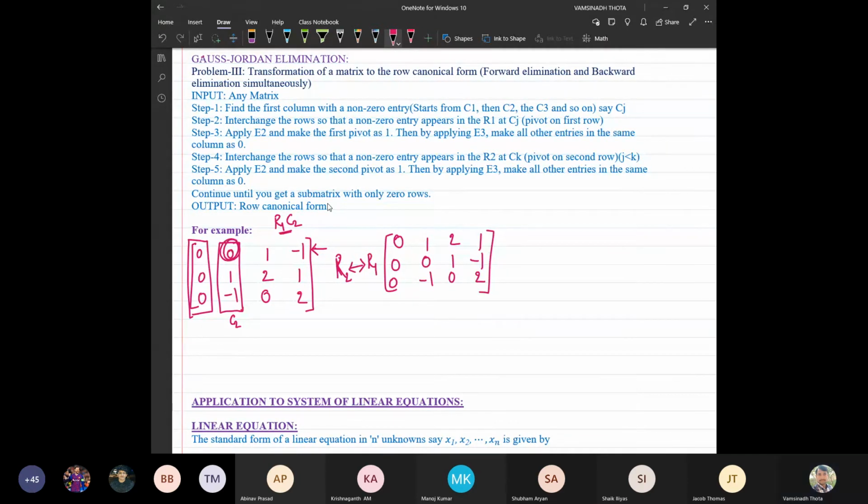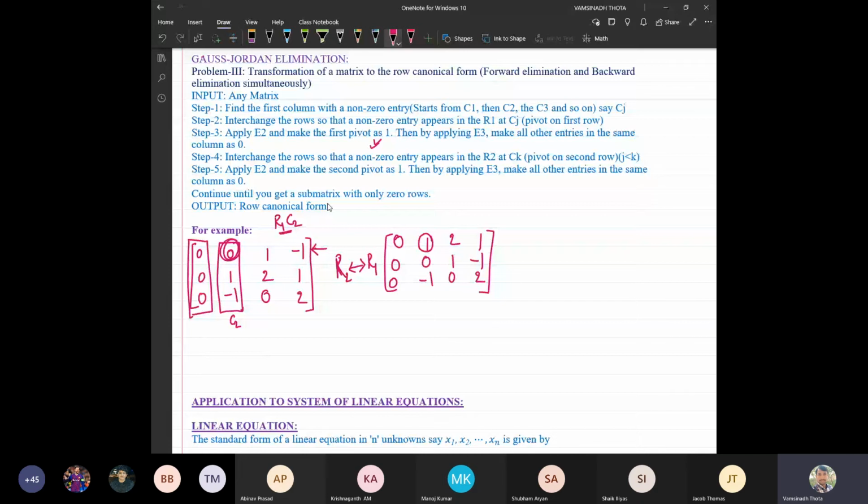Step 3. Apply E2 and make the first pivot as 1. We are very lucky. The first pivot is already 1. Why? Because if you remember, the third condition for the row canonical form is that all the pivot entries have to be equal to 1. So interchange the rows so that the non-zero entry appears first, and then the first pivot is already 1. This is done.